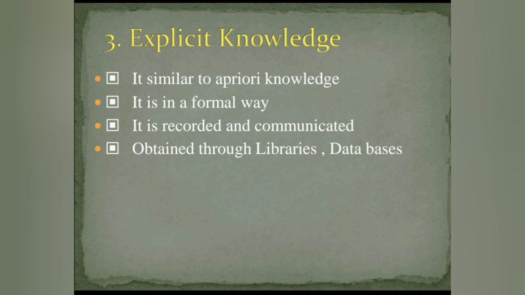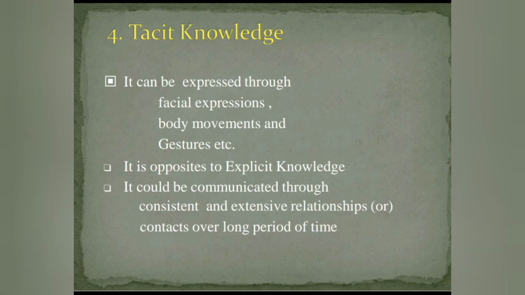The third type of knowledge is explicit knowledge. It is very similar to the first type of knowledge, a priori knowledge. It is in a formal way and it is recorded and communicated clearly, and that can be obtained through libraries and databases. And the fourth type of knowledge is tacit knowledge. It can be expressed through our facial expressions, our body movements and gestures, etc. And it is opposite to explicit knowledge, and it could be communicated through consistent and extensive relationships or contact over a long period of time.